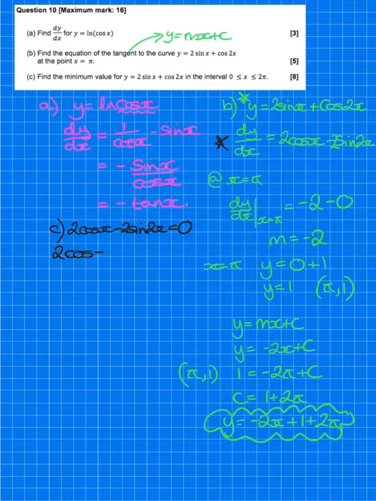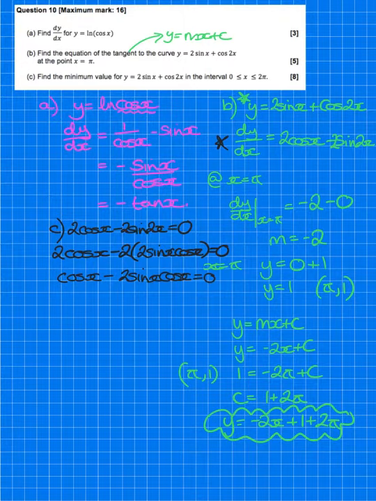2 cos x minus 2 sine 2x. There's an identity for that, it's on your formula sheet, it's 2 sine x cos x. That equals 0. I'm going to divide that through by 2 to get cos x minus 2 sine x cos x equals 0. I divided the whole thing by 2, including the 0, which doesn't do anything.